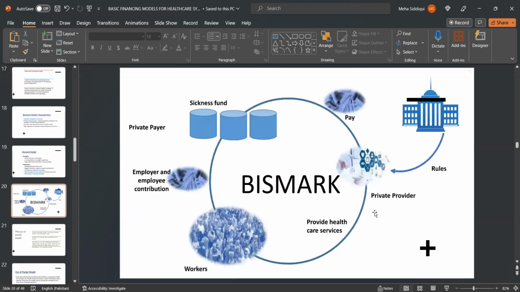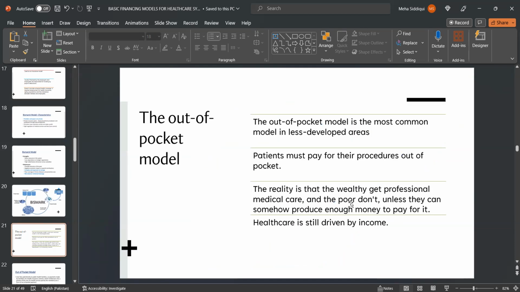Now, again, this is a diagrammatic representation where we can see that the workers and employers contribute to the sickness funds, and then government along with private providers are providing healthcare services to the public.